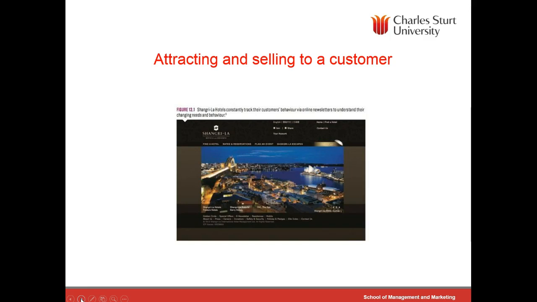So here's an example of attracting and selling to a customer, which is the Shangri-La hotels with their offers, and they can track, of course, the behaviour online to newsletters to understand their changing needs and behaviour. So firstly, to recognise whether you've gone to a Shangri-La hotel or you're part of their membership program, and also to market future offers to you.